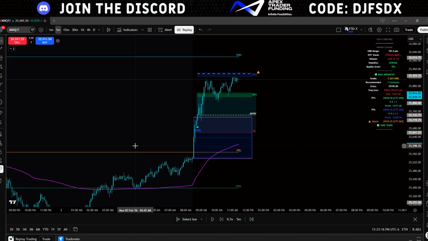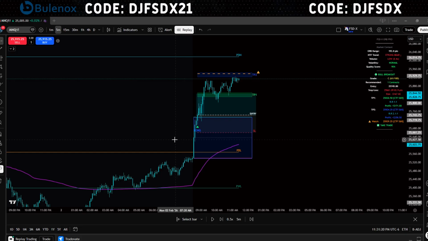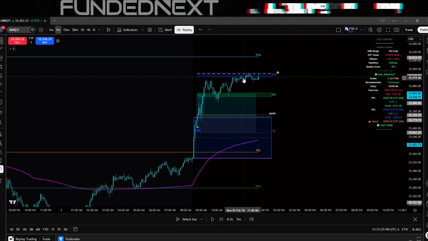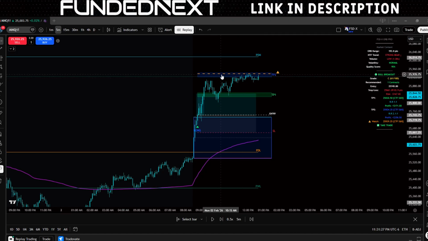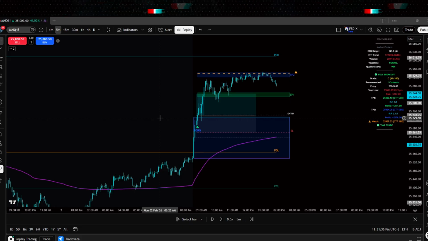I think there was news this day as well, so I don't think I actually got to take this one, but the setup was still valid. Went right to TP2, right to that warning level. As you can see, these warning levels are not just arbitrary, they are actually using price data and structure. This is why that level held.